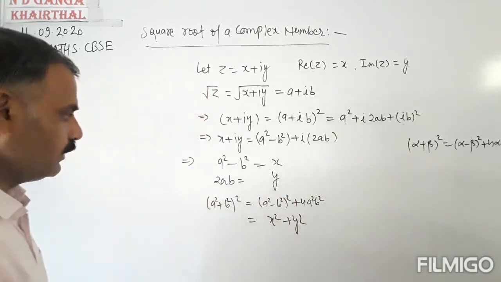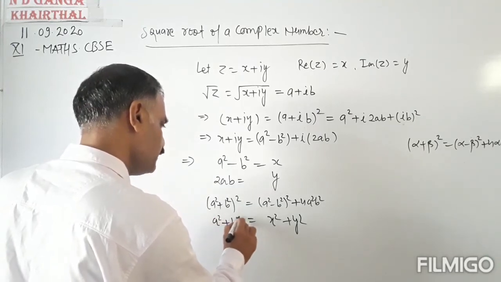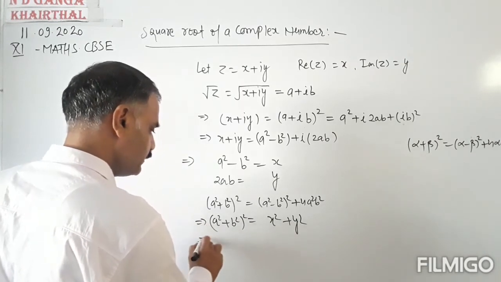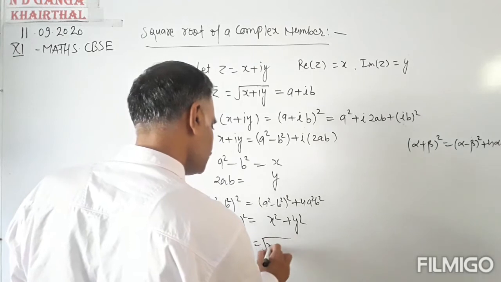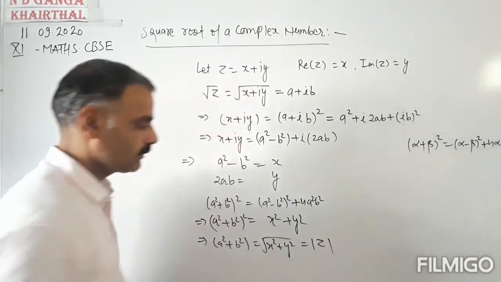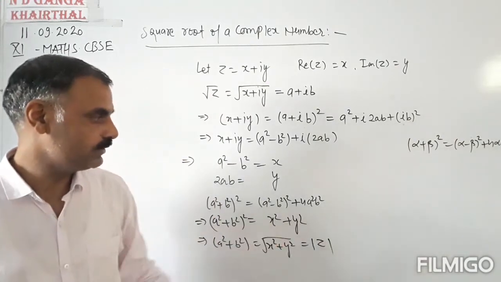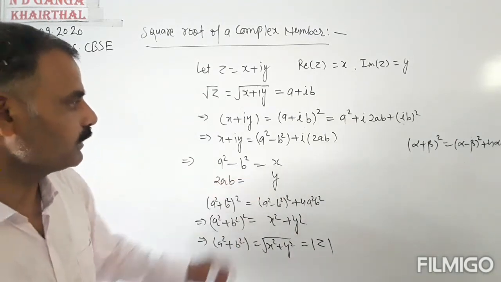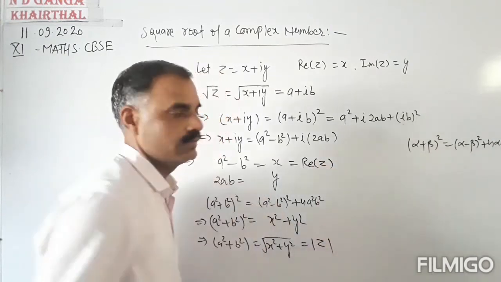Okay. So a square plus b square equals under root x square plus y square, and under root x square plus y square equals the magnitude of z. So this is equal to the magnitude of z. And a square minus b square equals the real part of z.